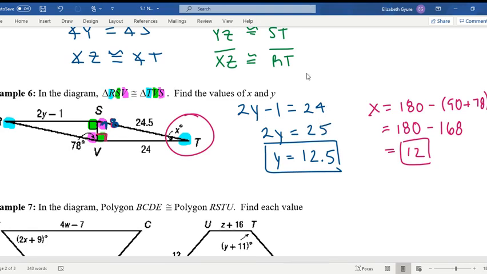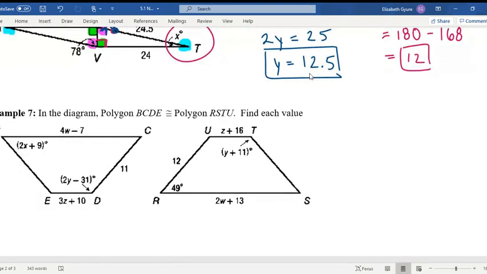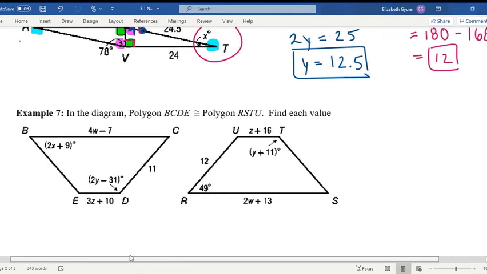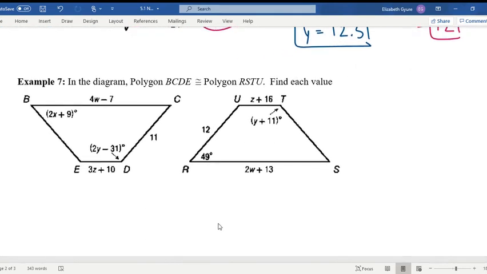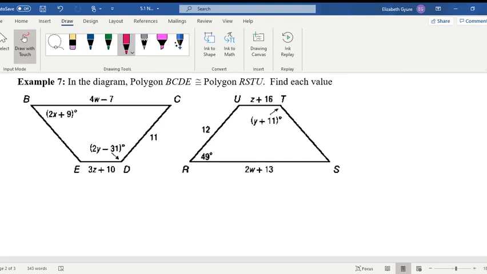All right, last problem. Example 7: in the diagram, polygon BCDE is congruent to polygon RSTU. Find each value. Now with this one, if you take a look, isn't one like the flipped over version of the other? So again, using your congruency statement is going to be really important. I'm going to get you started, and then I'm going to give you a few minutes to try to figure it out, and then we're going to go over how to set each one up. You might not get all the way through it before we have to talk about it just because of timing.